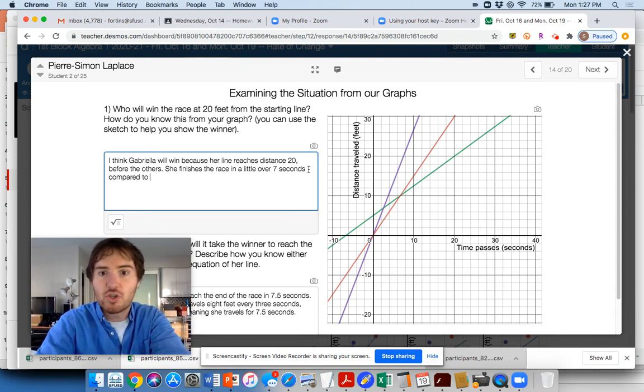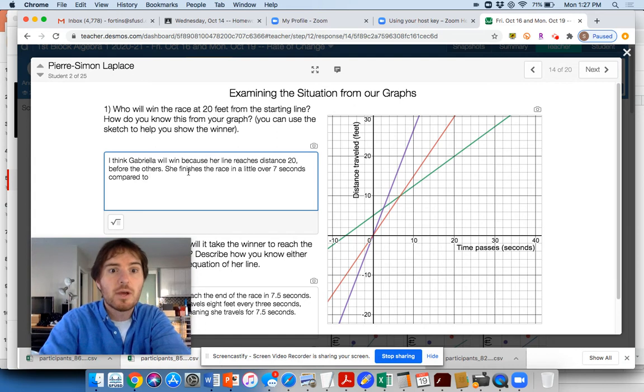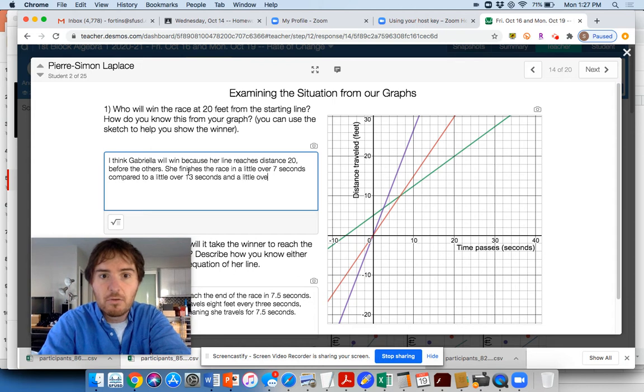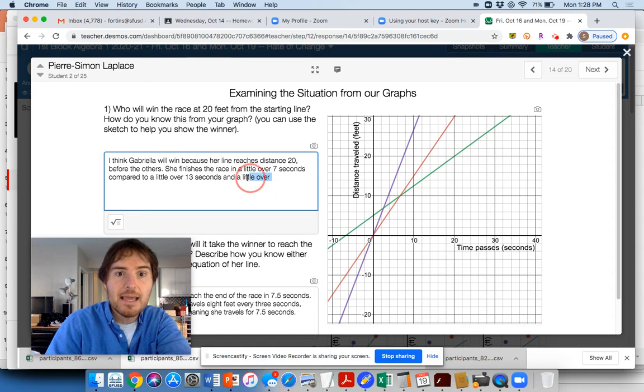Compared to that, what do the other ones finish? About a little over 13 seconds, and exactly 20 seconds.